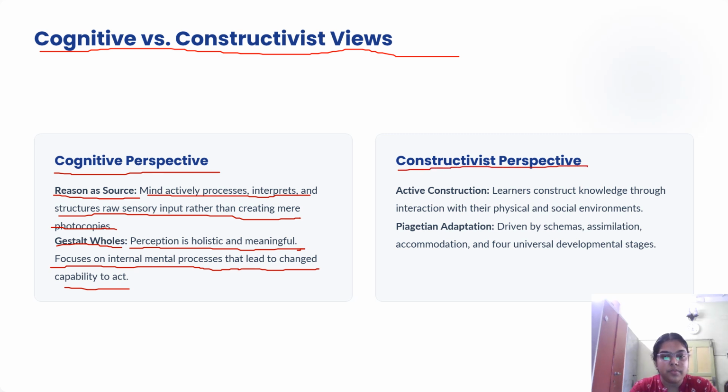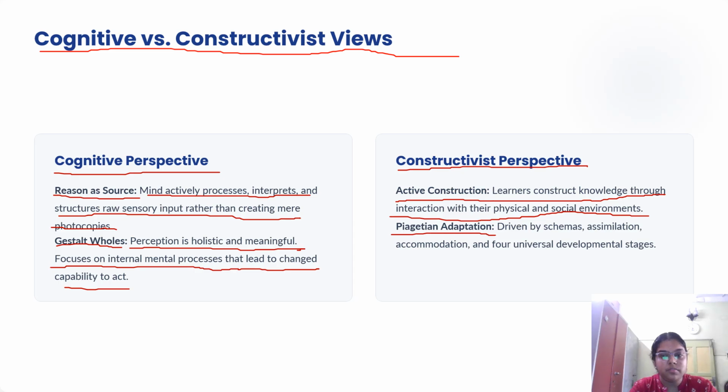If we see the constructivist perspective, here we see active construction. Learners construct knowledge through interaction with their physical and social environment. This concept is also mentioned in Albert Bandura's social construction theory. There you will learn in detail about this active construction. So here what is being stated is that learners construct their own knowledge through interaction. By interacting with physical and social environment, the learner builds their knowledge.